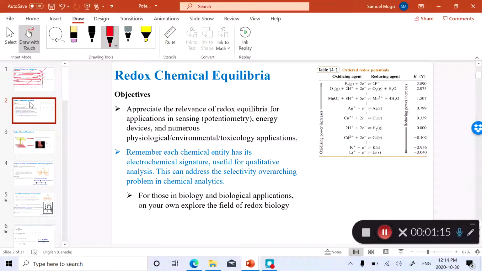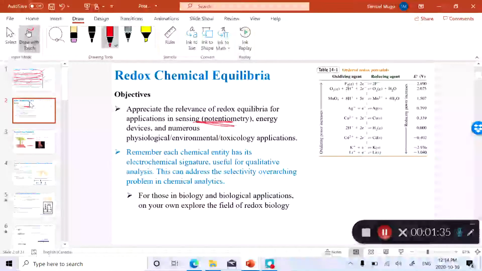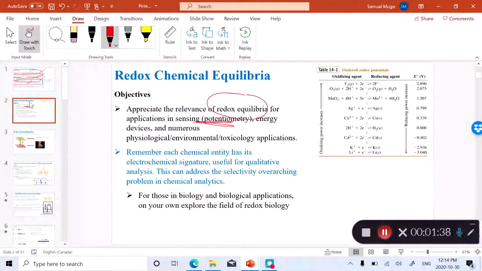So the objective for this chapter is for you to appreciate the relevance of redox equilibria for applications related especially to sensing. So my focus is going to be mainly on sensing, and I'm going to focus on a technique called potentiometry that is based on redox equilibria. All right. I think I'm also going to mention a little bit about the other relevant application of redox equilibria, and that is things like the energy devices.